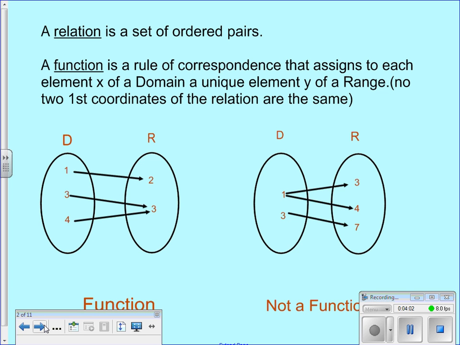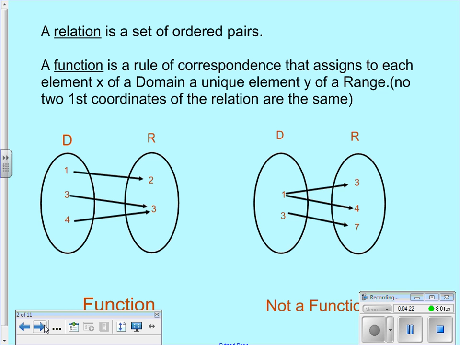Okay, not every relation is a function. Every function is a relation, but not every relation is a function. Not every equation is a function. Okay. A function is a rule of correspondence that assigns each element of an x in domain a unique element of a y in range.